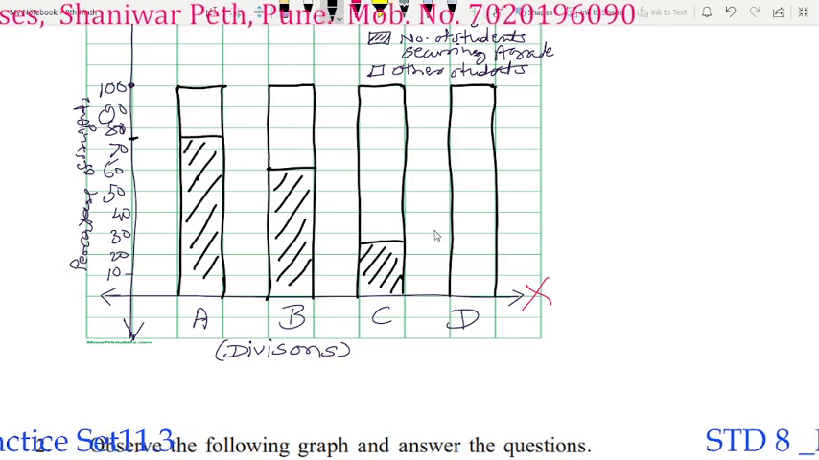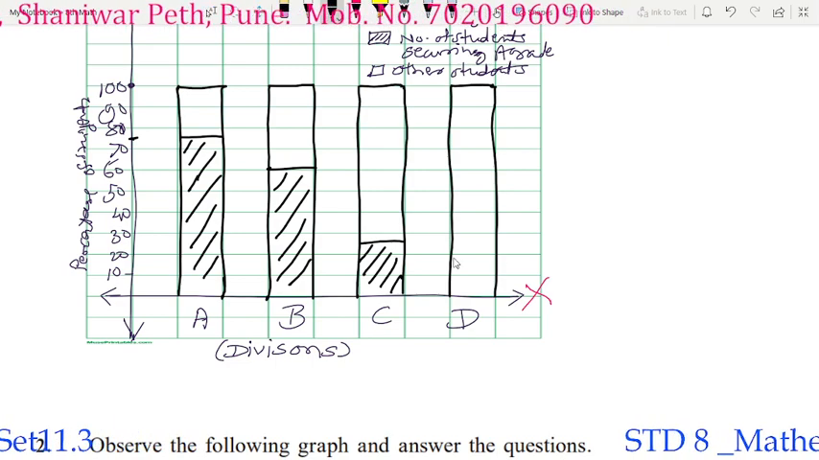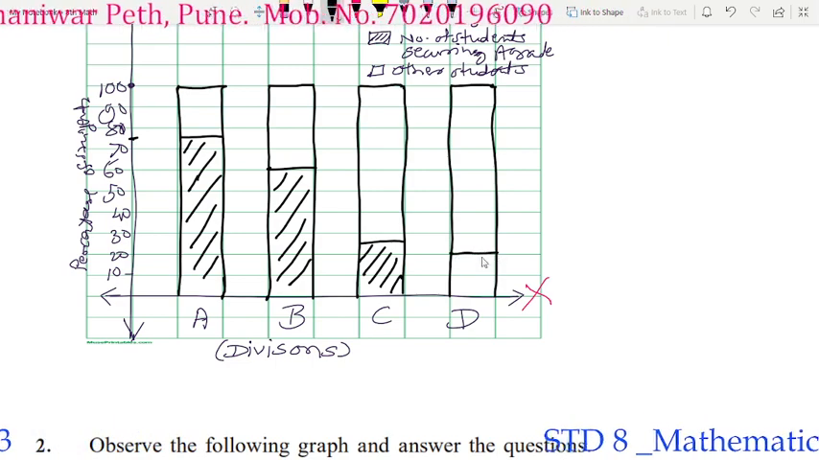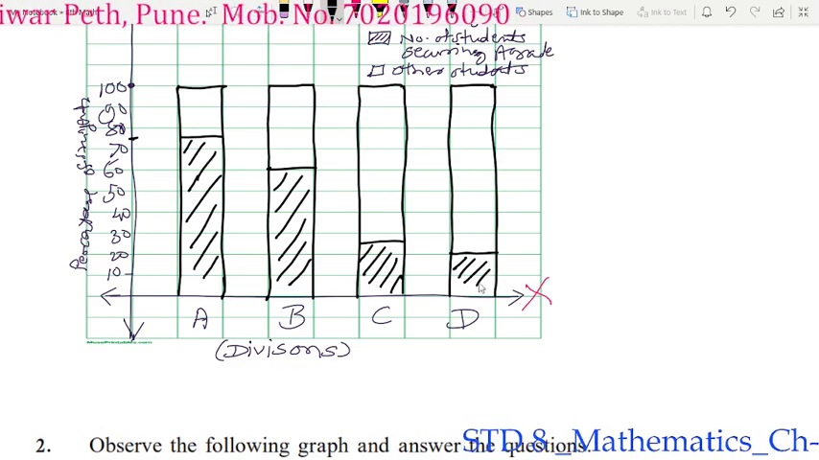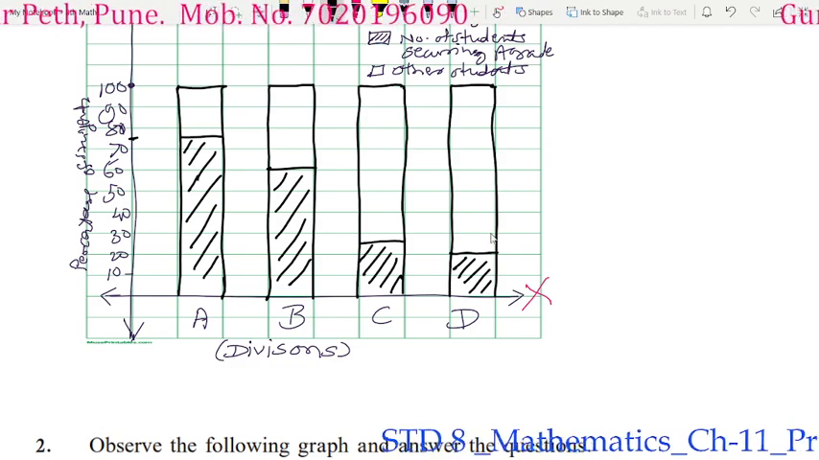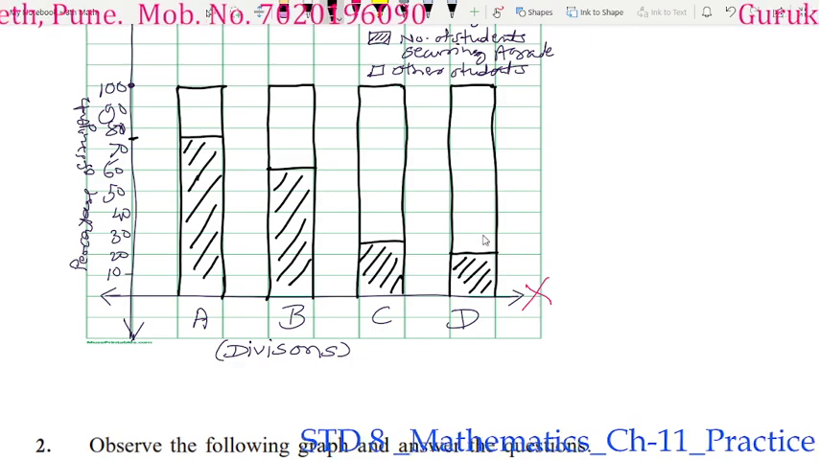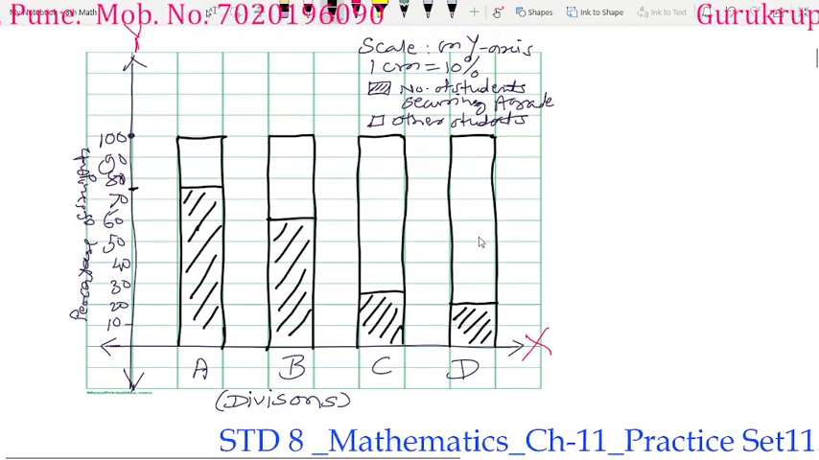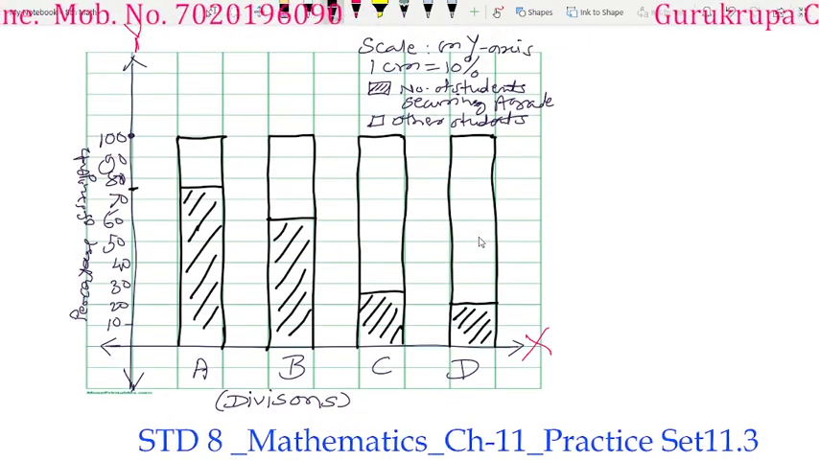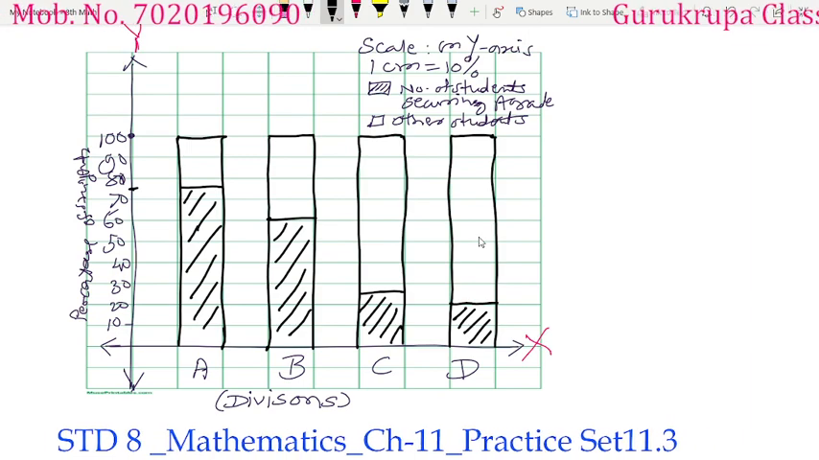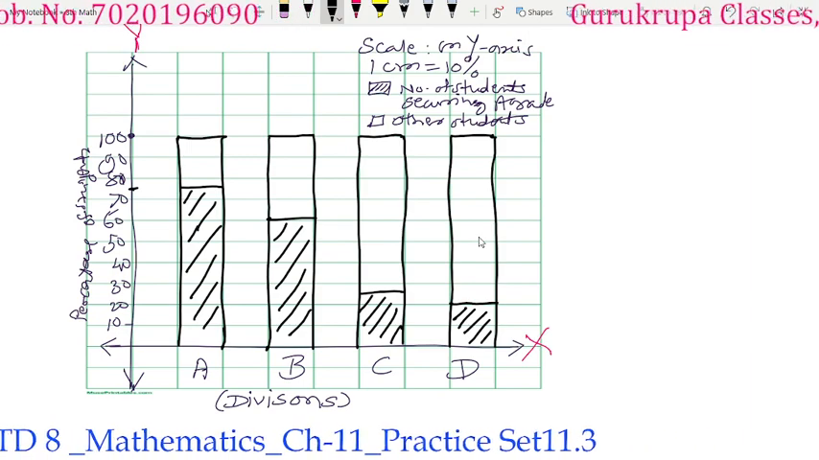Next is 20% only. So 20% we can easily get at 2 centimeters. Okay. So now here we divide the bar. So this is the divided bar graph. Okay, but as its size is 100 units, it is a percentage bar graph.